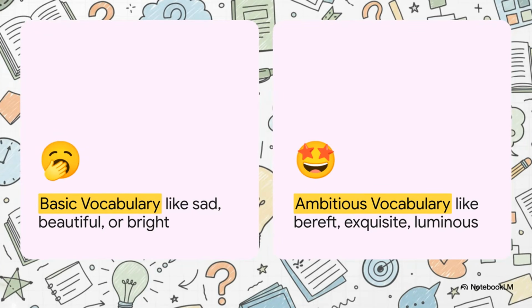Now, leveling up your vocabulary is hands down the easiest way to boost your score. If your character is sad, make them bereft or disconsolate. Instead of a beautiful view, describe it as exquisite or sublime. A mysterious stranger isn't just mysterious, they're enigmatic or inscrutable. Simply swapping out just 5 basic words for their highly ambitious, mark-winning counterparts is a totally proven strategy.